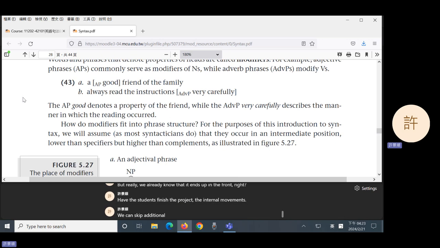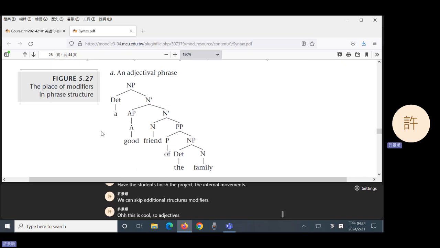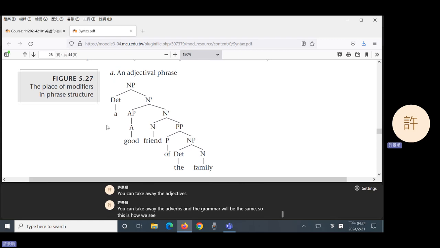Additional structures. Modifiers. Oh, this is cool. So adjectives. I always tell my students, when I'm teaching an individual student, adjectives and adverbs are unimportant for the grammar. You can take away the adjectives, you can take away the adverbs, and the grammar will be the same. So this is how we see this in a tree diagram.